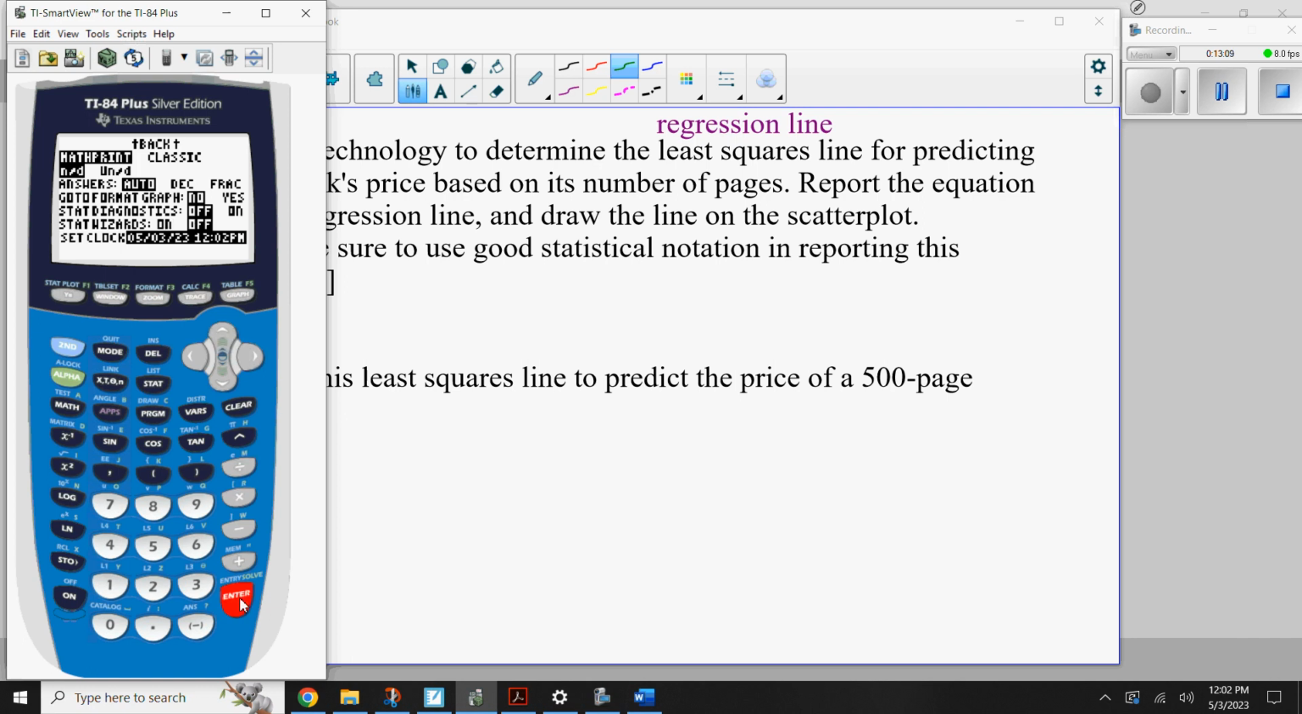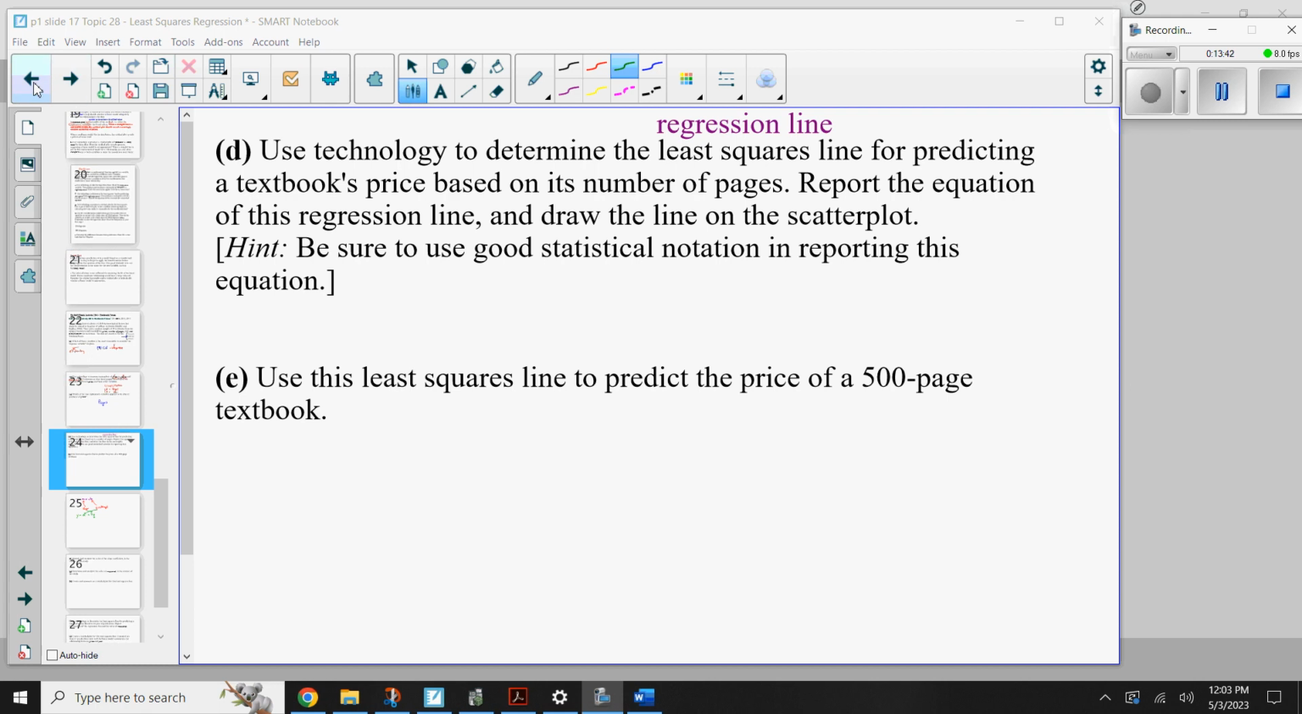So I turn my stat wizard off, and now I'm going to go stat, calc, 8, and it looks more like I like it. Now, what you need to put in here, the calculator is saying, okay, you want a linear regression, but what's the data? So you have to give it your x values and then your y values. X comes first, y comes second. So my x in this case is L2. I wrote that down. In fact, I can take a look over here just so you see.